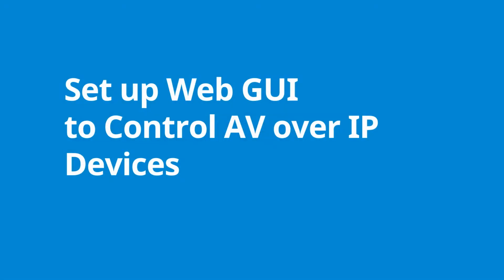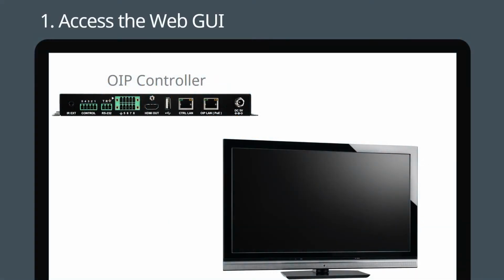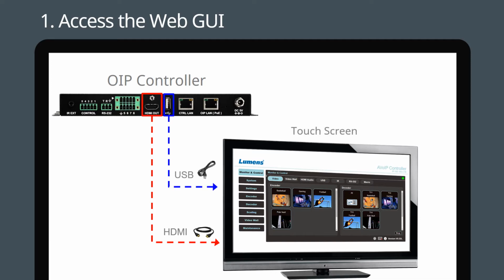Get started. Set up Web GUI to control AV over IP devices. Connect the OIP controller to the HDMI display to access the Web GUI. Then you can operate the OIP device through the HDMI display by a mouse. The controller also can be connected to a touch screen. You can use your finger to drag and drop over the devices on the Web GUI.